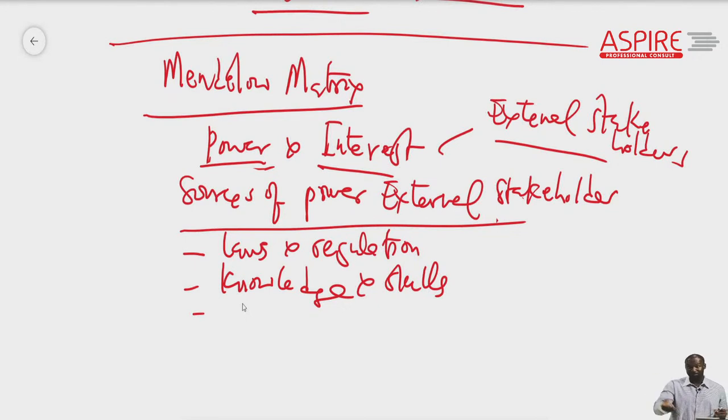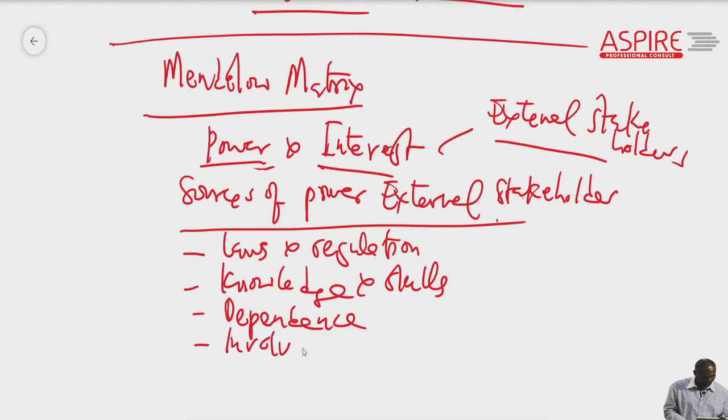Your level of dependence, remember? Your level of dependence on this stakeholder. Are we clear? What else? The involvement. Lovely. The level of involvement of that stakeholder in helping you to achieve your strategic goals. So basically that is it. These are the ones that the manual has provided us as the sources of power of an external stakeholder. I hope you are with me.